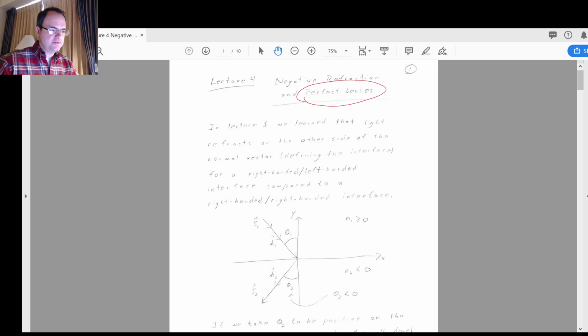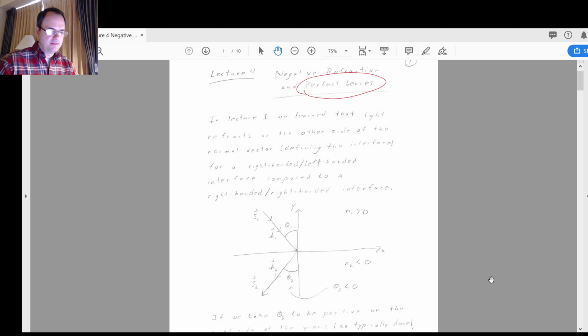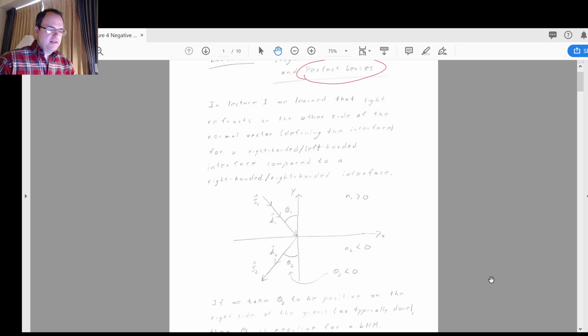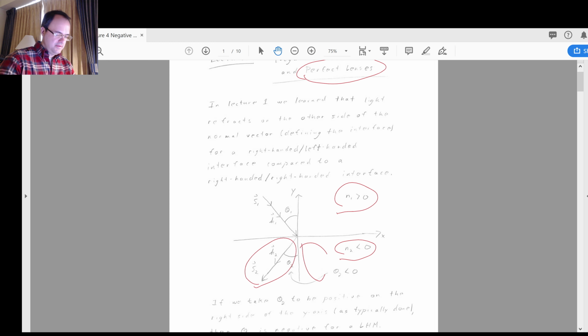All right. So in lecture 1, we learned that light refracts on the other side of a normal vector, defining the interface for a right-handed, left-handed interface. So an interface between a right-handed material and the left-handed material, namely a metamaterial. We find that light's going to be refracted on the other side of the interface, this side of the interface, not that side, all right?